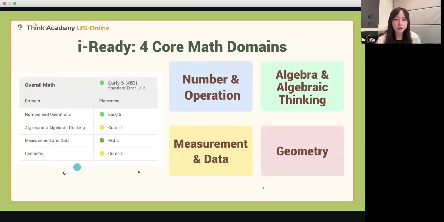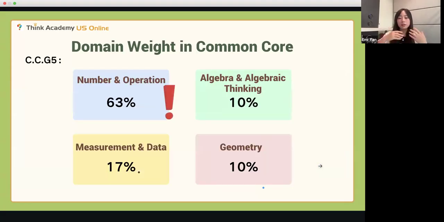So basically, the report is going to cover four core math domains: number and operations, algebraic thinking, measurement and data, and geometry. As you can see on my slide, here I provide the domain weight in the Common Core. According to Common Core for grade 5, most of the test questions are based on number and operations, right? The majority of the questions relate to numbers and operations. That means calculation is going to be the basic and most important part we focus on.